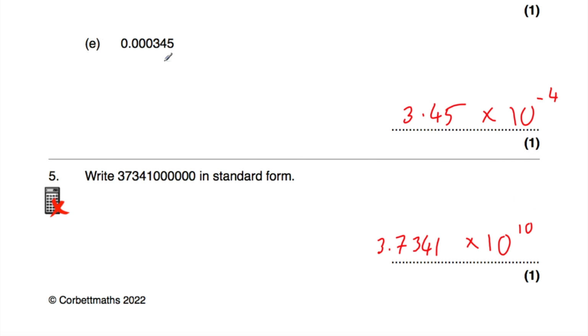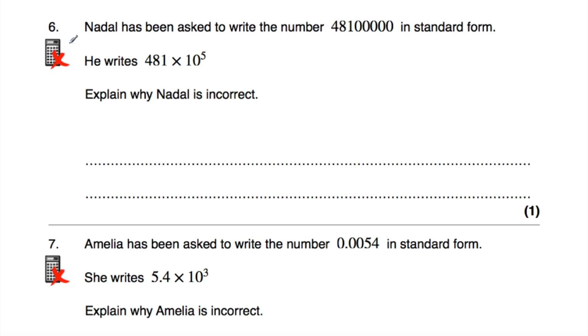Okay, let's look at our next question, question number 6. Question number 6 says, Nadal has been asked to write the number in standard form. So let's just put the commas in to help us read it. We have 48,100,000, and he's been asked to write 48,100,000 in standard form, and he writes 481 times 10 to the power of 5, and we've been asked to explain why Nadal is incorrect.